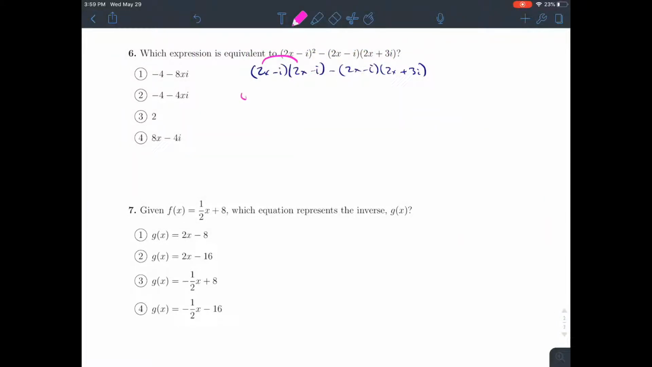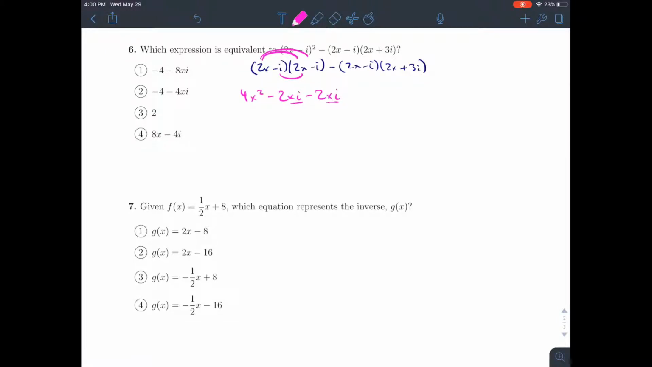So 2x times 2x is 4x squared. 2x times negative i is negative 2xi. Negative i times 2x is negative 2xi. And I like to keep the variables in the same order. Oftentimes I'll do alphabetical. For some reason with i, maybe because it stands for the imaginary number, I like to put it at the end. But as long as you're consistent, you'll be able to find your like terms.